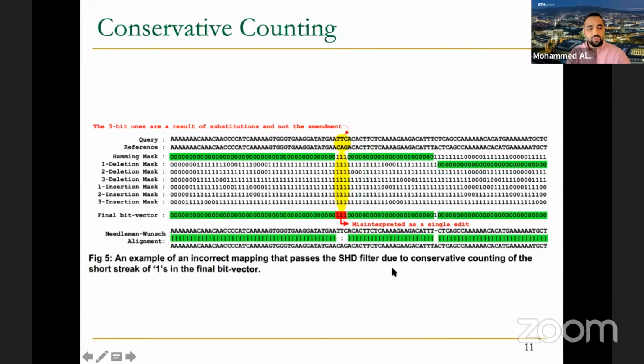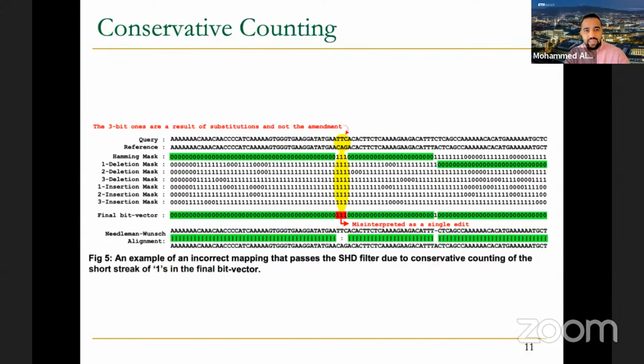Now, the third source is conservative counting. We didn't explain it in the previous lecture, but in summary, once you replace single zeros or two zeros with ones, then in the very final bit vector that you get as a result of the AND operation, you need to do some conservative counting. What do we mean by conservative counting?